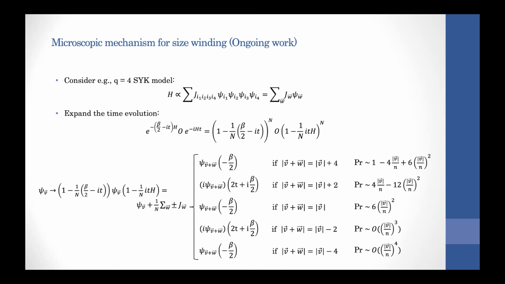But some of the terms don't exist. And you don't get size winding because your operator is real. The O of t operator is. The Majoranas are complex. Sorry? The Majoranas are complex. So the I times the Majorana is real.